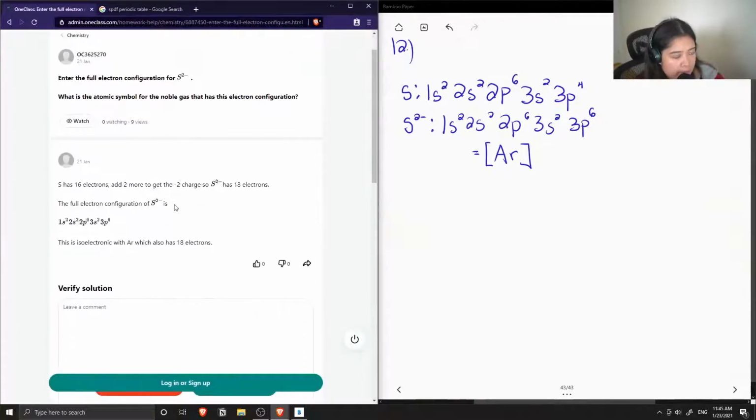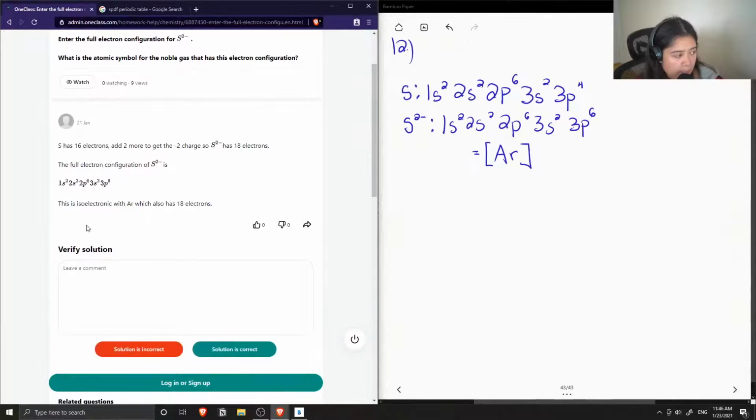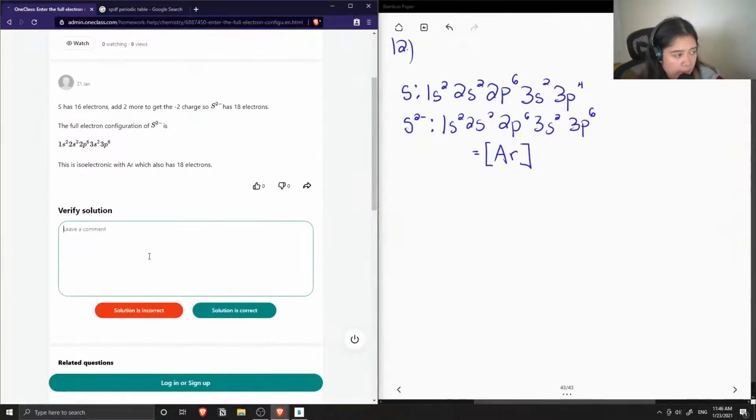So now let's see what the junior tutor said. Sulfur has 16 electrons. Add 2 more to get the -2 charge, so sulfur 2- has 18 electrons. The full electron configuration is 1s2, 2s2, 2p6, 3s2, 3p6. This is isoelectronic with argon, which also has 18 electrons. Okay, so this solution is correct.